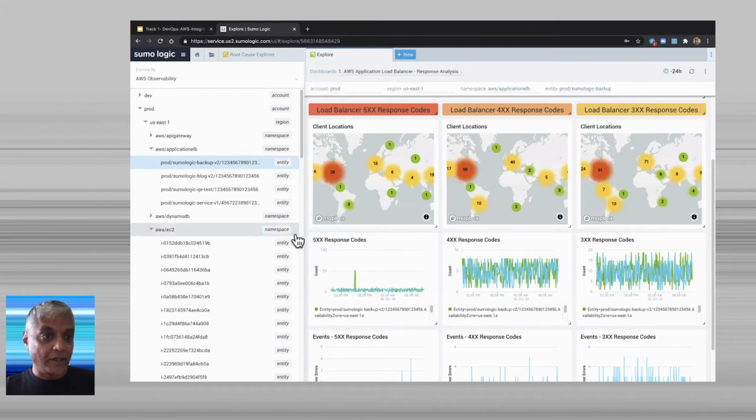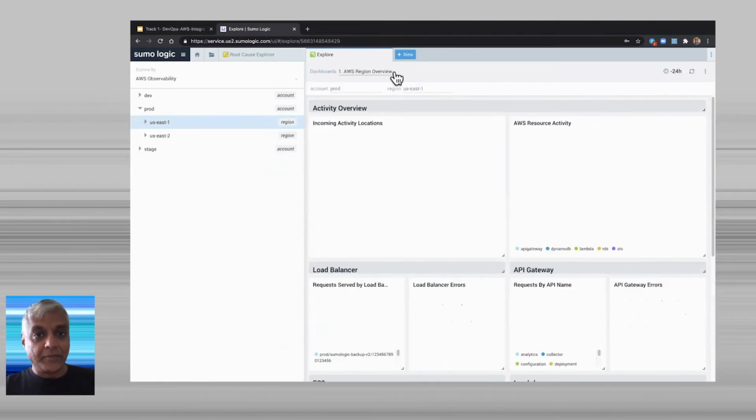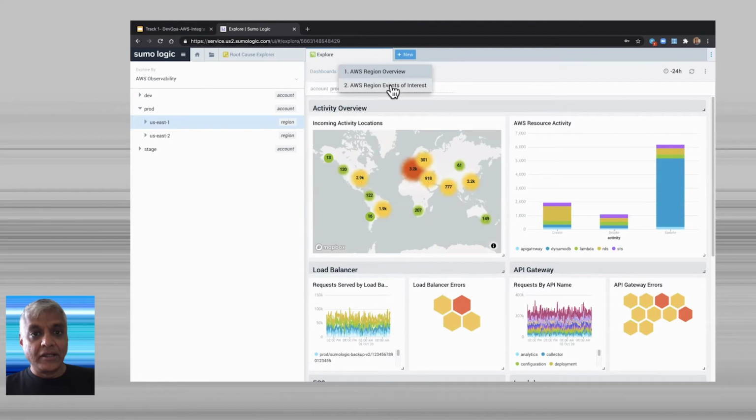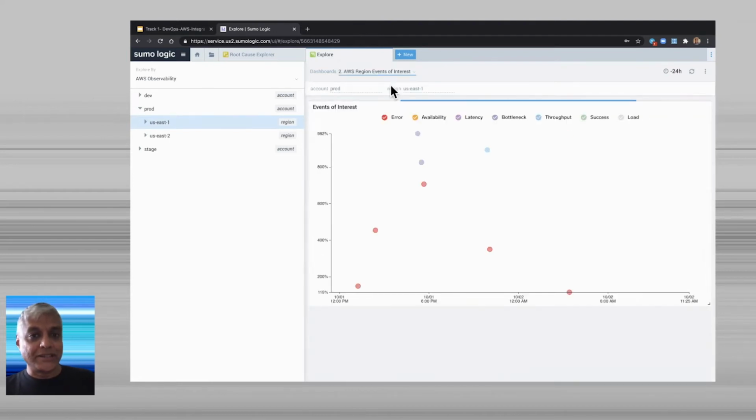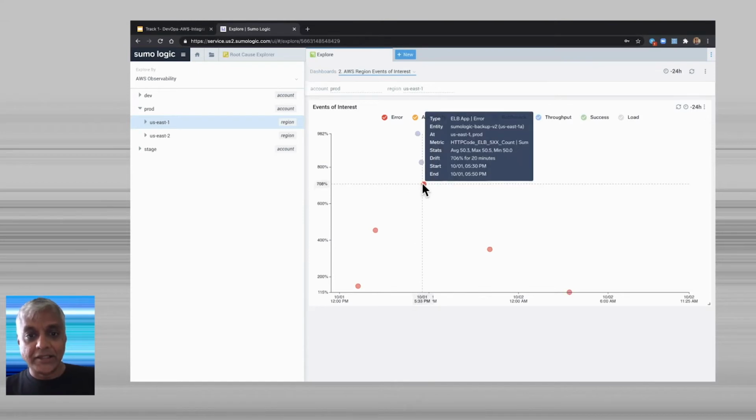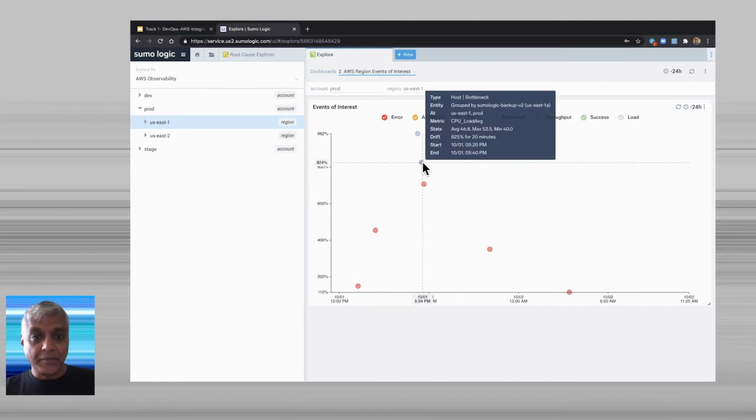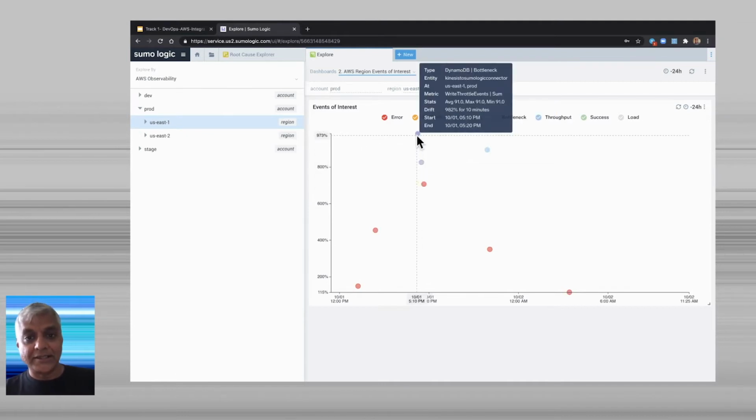So what's going on? To find out, let me go back to the region level and pull up the events of interest dashboard for the US East 1 region. This particular dashboard is powered by the Root Cause Explorer technology. One thing you'll notice here is that in addition to the particular error that I was noticing in the application load balancer itself, many other things are also going on at the same time.